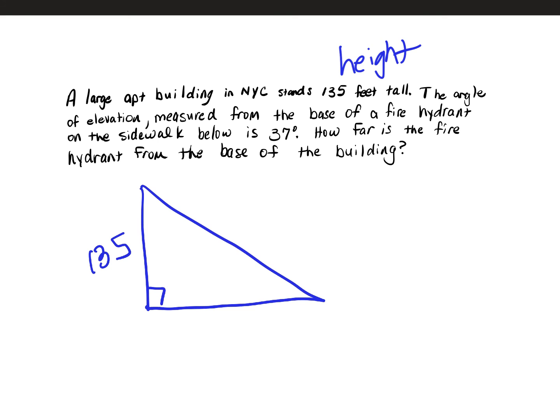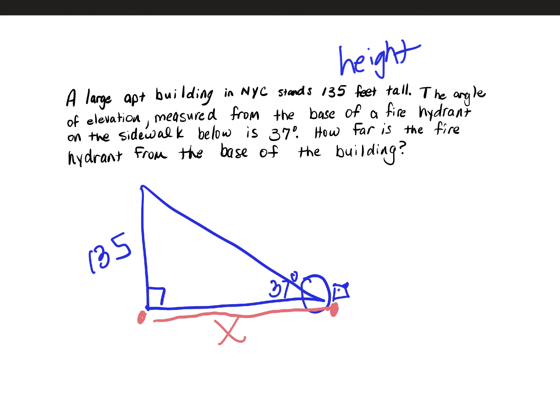It says the angle of elevation measured from the base of a fire hydrant. Well, here is a fire hydrant right here. Again, amazing art skills, but there's my fire hydrant. It says right here that the angle of elevation is 37 degrees. How far is the fire hydrant from the base of the building? Here is the base of the building, and here is the fire hydrant. I want to know how far it is from here to here. So this is the value I'm looking for.